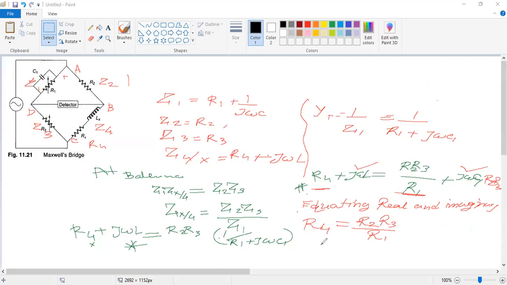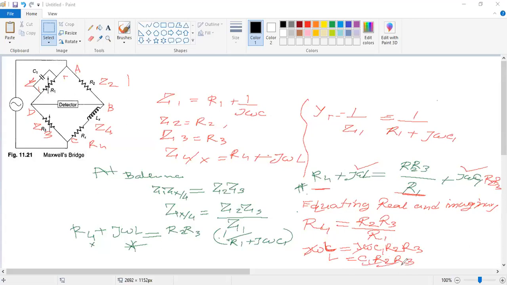We can write here: j omega L, sorry, here j omega L equal to this one, j omega C1 into R2 and R3. This is the value. So we all know this. If this part is nullified, then L equals C1 R2 R3.